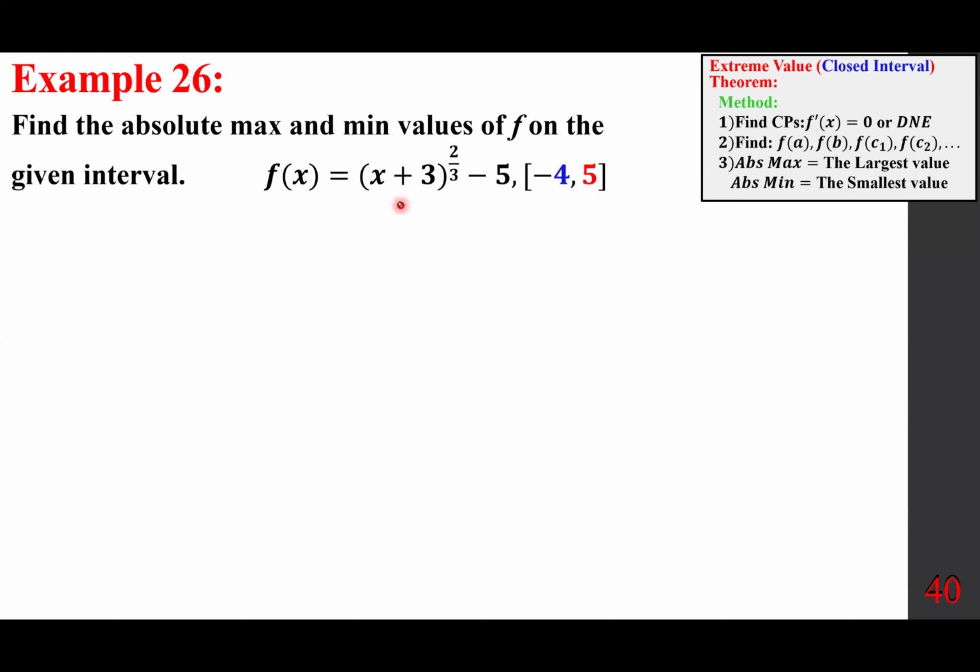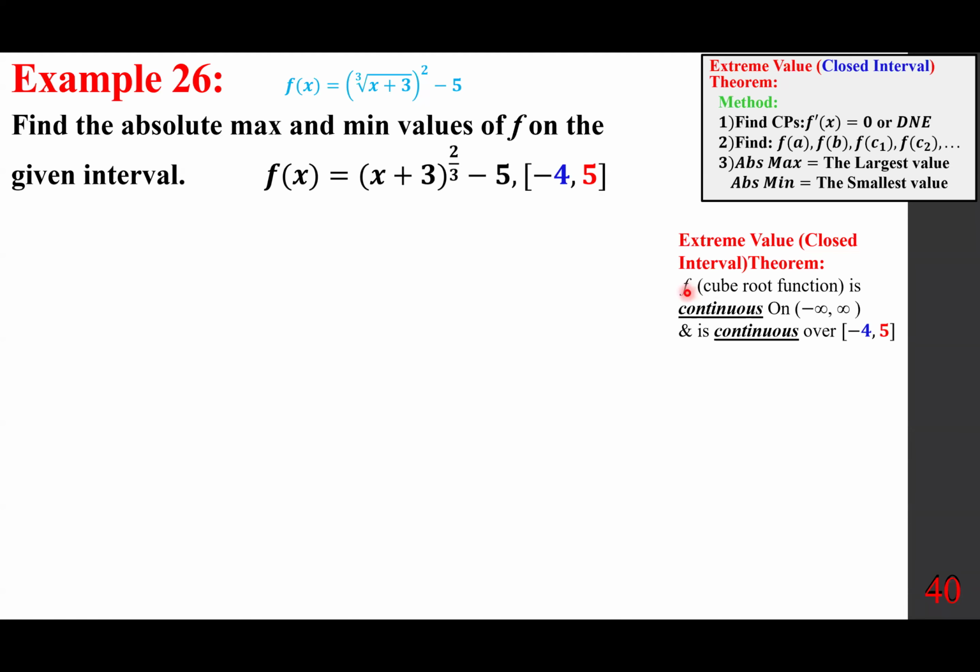We're going to rewrite this as cube root of x plus 3 to the power of 2 minus 5. And ultimately, you're dealing with the cube root. So what's happening is cube root, it gets squared, and then minus 5. So cube root has the domain all real numbers. When you square it, the positive side remains, the negative side flips over, and minus 5, you bring it down. So the domain is all real numbers. So f is a cube root function. It's continuous from negative to positive infinity. Therefore, it's continuous in the given interval of negative 4 to 5.